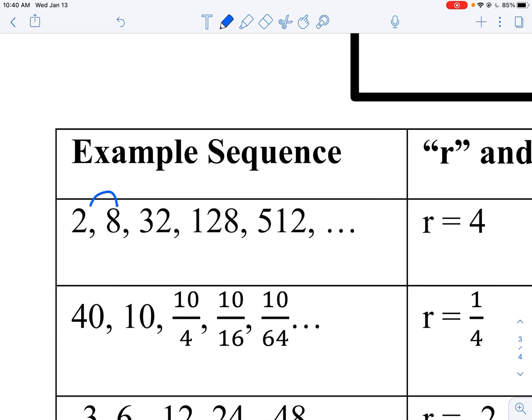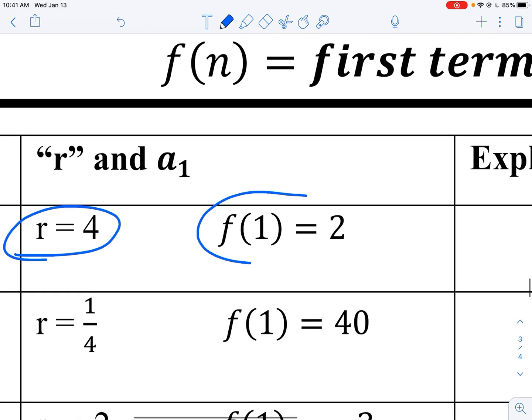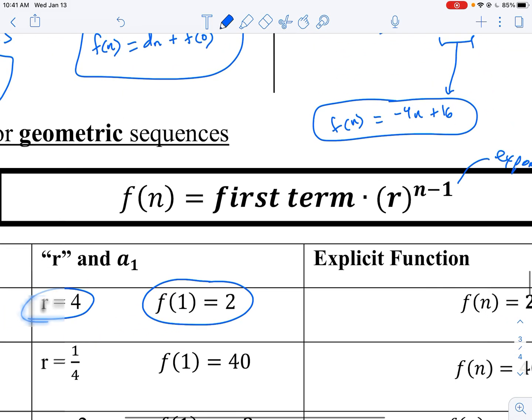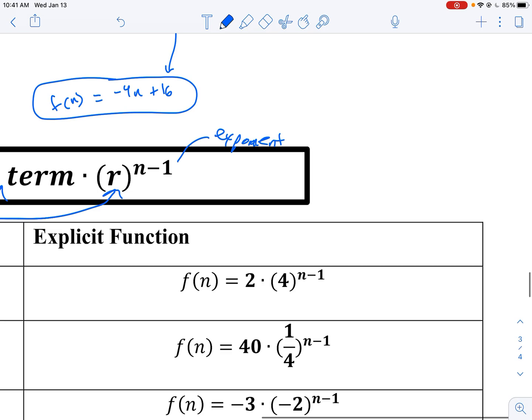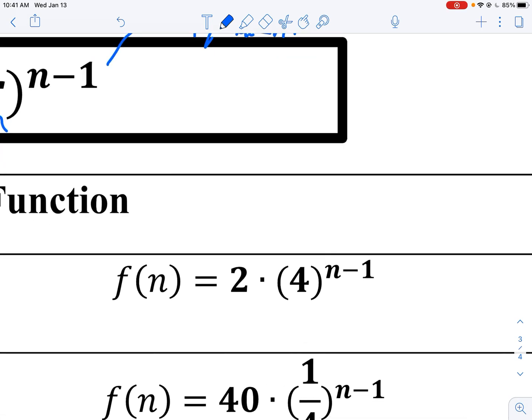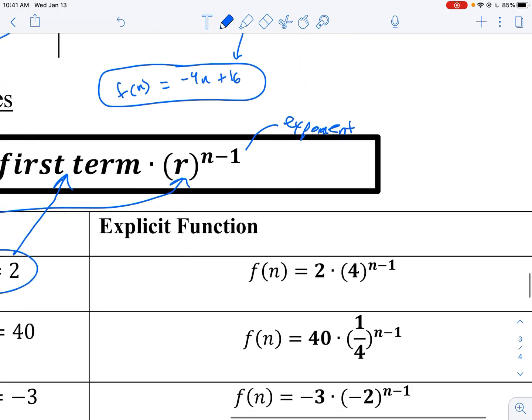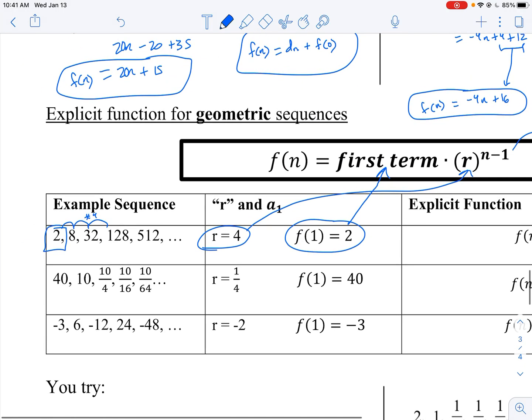This first sequence here has a pattern of timesing by 4, which means the common ratio is 4, and I have my initial number of 2, so f of 1 is 2. So I'm going to put those numbers in my formula here. 2 goes in this spot, 4 goes in this spot, and you end up with f of n equals 2 times 4 to the n minus 1 power. So is that one? Let's look at another one.